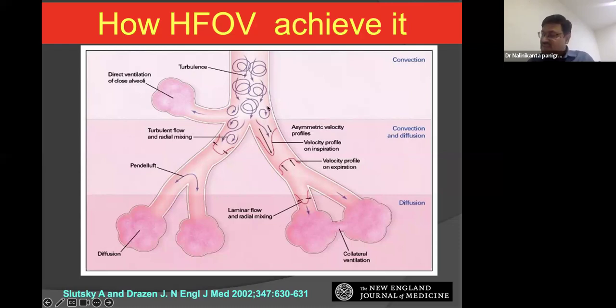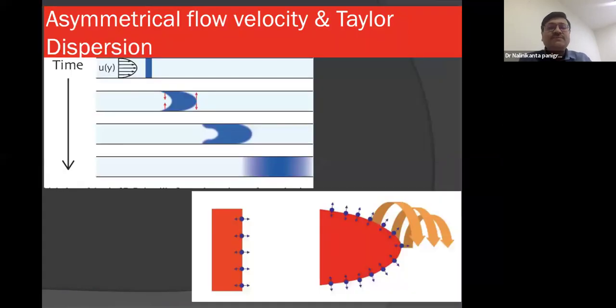Beyond that, the upper and middle-order bronchioles and the bronchus get it by different mechanisms: the asymmetrical flow velocity and the Taylor dispersion. I will come to that Taylor dispersion later. And radial mixing happens in Taylor dispersion. And lastly, diffusion happens at the alveolar level: the oxygen goes in and the carbon dioxide comes out. All of this happens through the diffusion principle, but how they work in different generations of bronchi, a few of the mechanisms we will understand better.